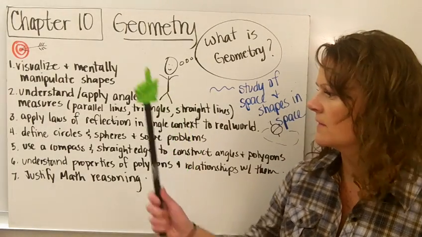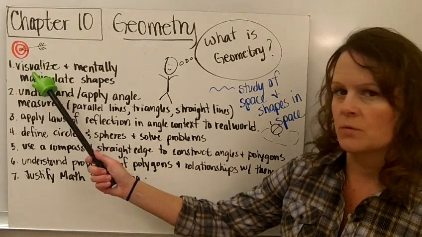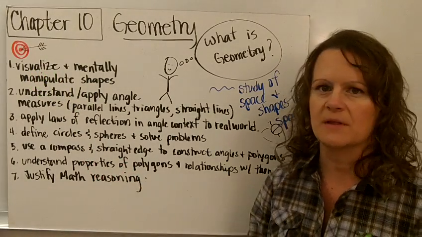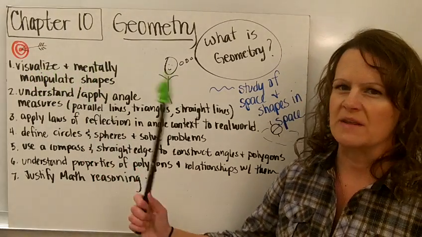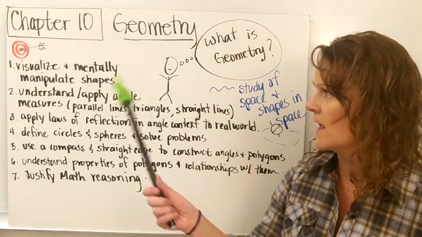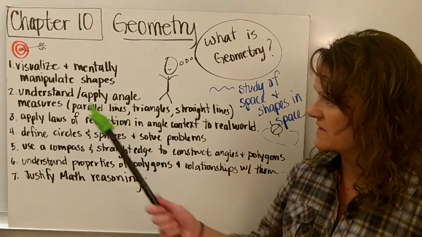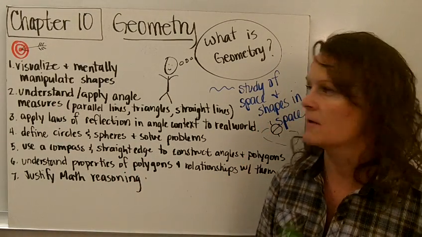So in this chapter, these are the 7 learning goals that we really focused on. So we talked about visualizing and mentally manipulating shapes. And remember, we did that with some blocks, spatial visualization, and we also did that with talking about the phases of the moon.